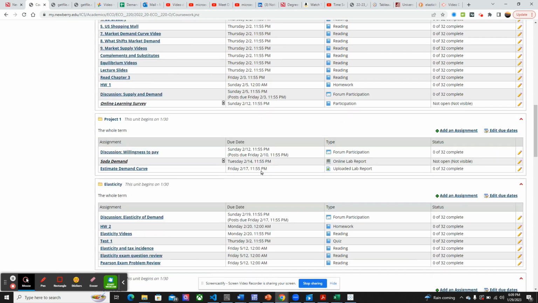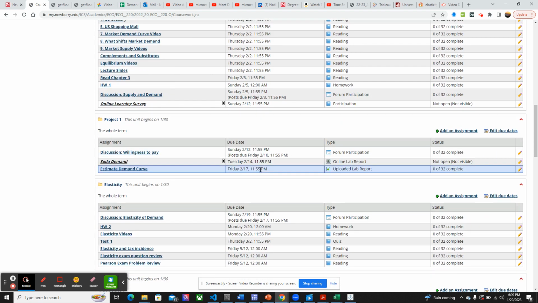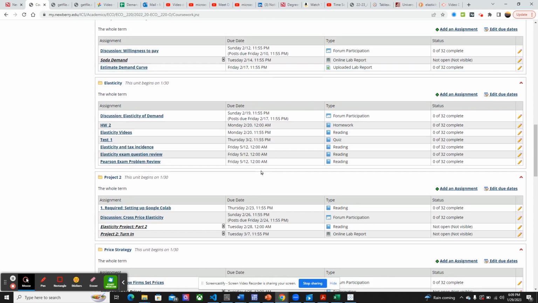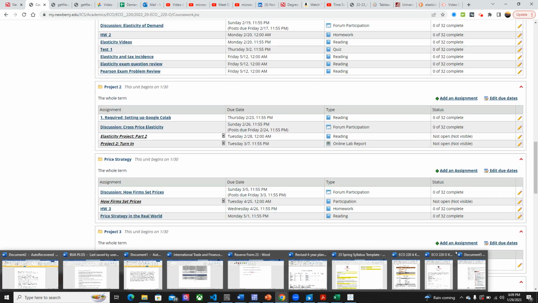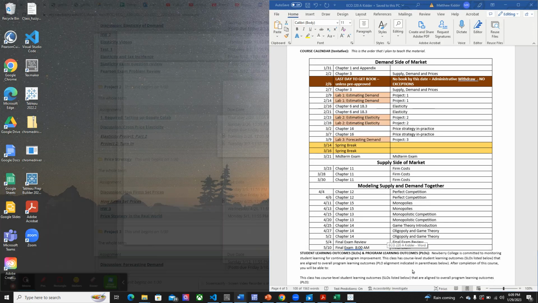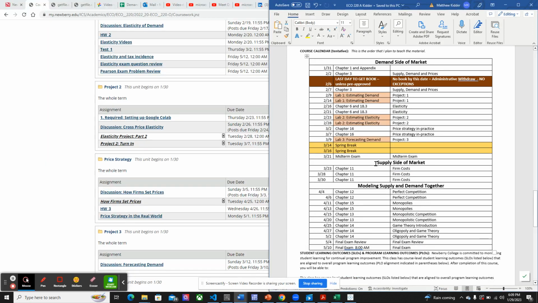Now, some of these things like projects, you're going to have several projects, but they'll be loaded towards the beginning of the semester. The semester is divided up into the demand side of the market, and the supply side of the market will come later. On the demand side, we're going to have all of our labs. So the labs will be on the front end of the semester, so do not miss these, because there's no second chance if you miss these going forward.